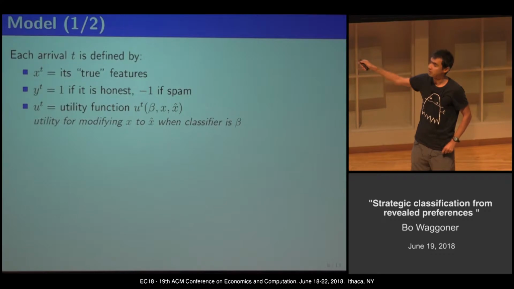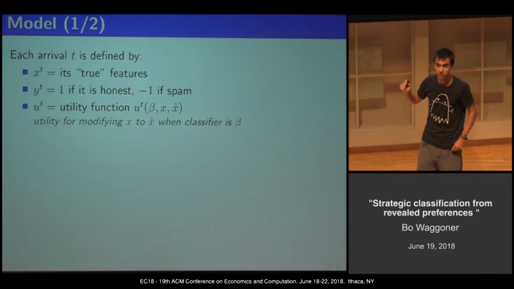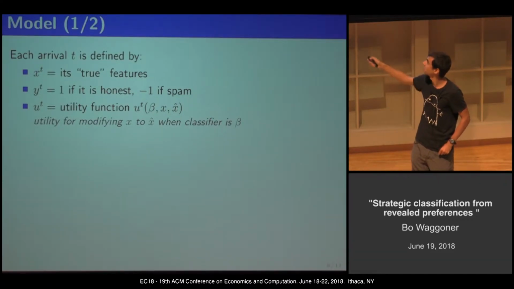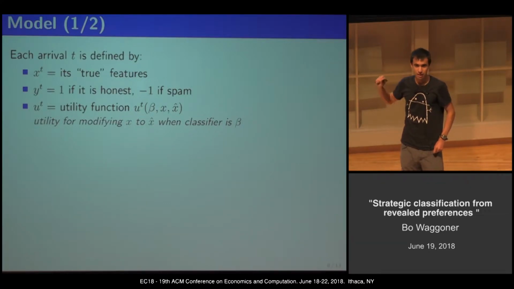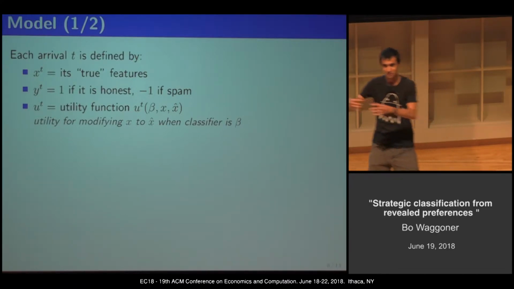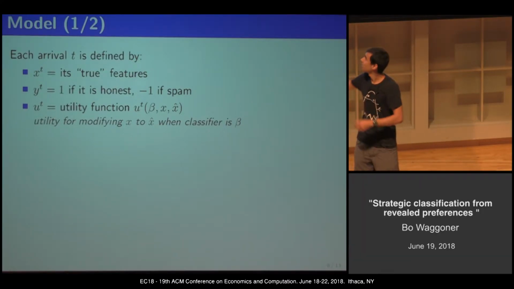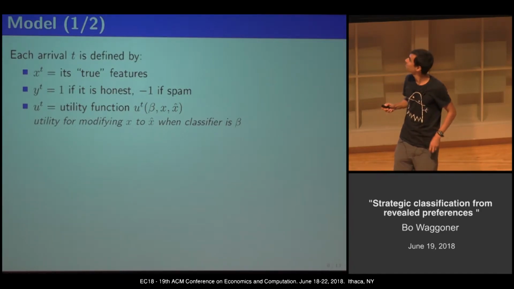And they come with some utility function. Again, we don't observe it, which is a function of the classifier that's being used, the true email they have, and the email x hat that they end up choosing to send. So the utility for modifying their true email to the thing they actually send, x hat, when the classifier is beta. What we'd like to think of this utility function as capturing is some trade-off, where I want to be classified as an honest email, but maybe I'll have to pay some cost for doing modifications. Okay, so there should be some trade-off in the utility.